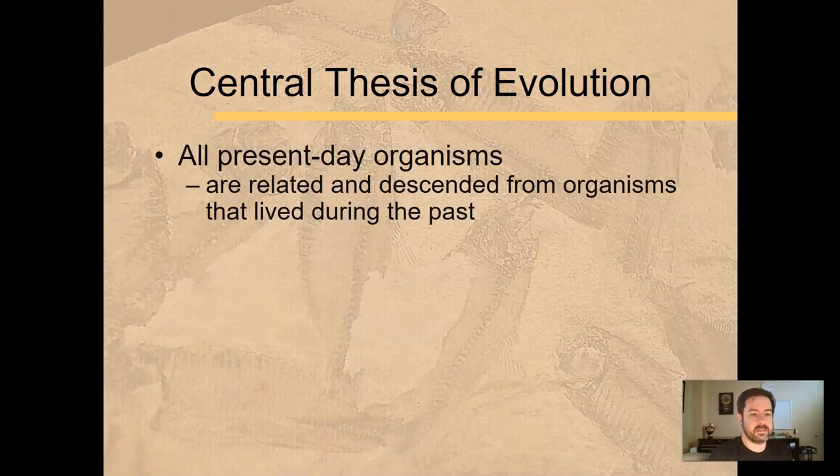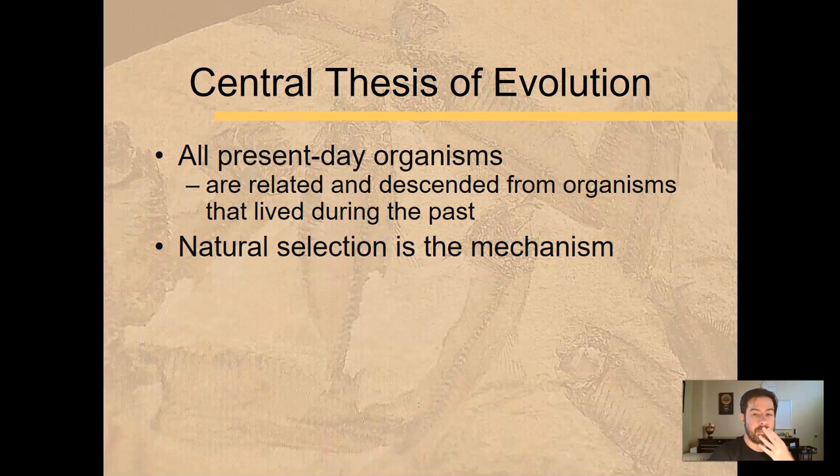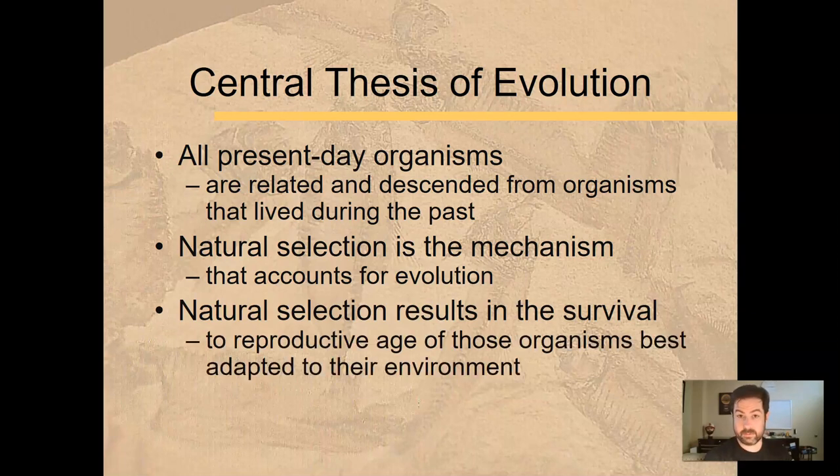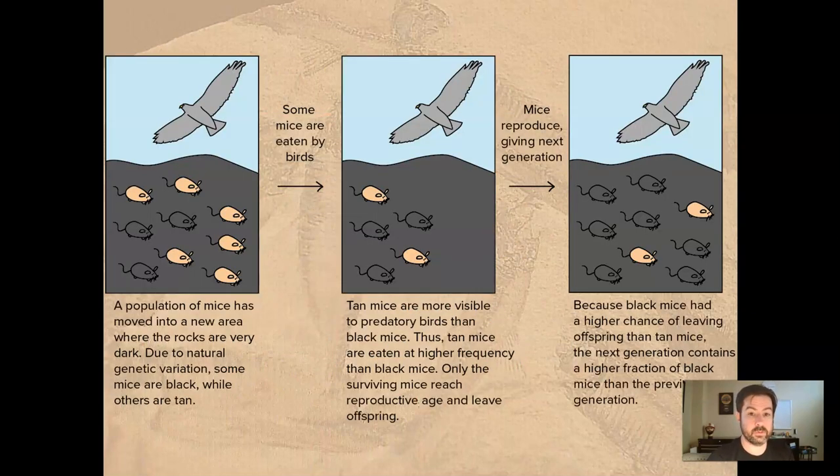So all present-day organisms are related and descended from organisms that lived during the past. Natural selection is the mechanism that drives evolution. Again, it's not like a particular thing mutates and changes as it's living. Over time, particular traits are chosen, and those are passed on. And that's what accounts for evolution. Natural selection results in the survival, and it's the traits of the surviving species that are passed on, and therefore over generations things change. And it's those traits that are best adapted for the environment in which organisms live that are selected.